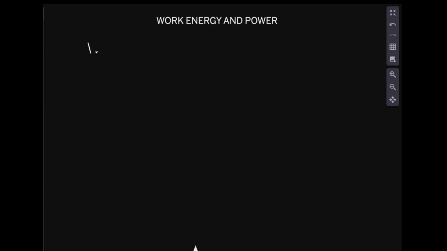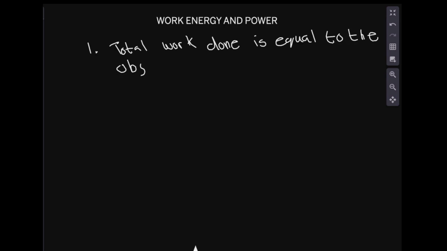The work energy theorem states that the total work done is equal to the object's change in kinetic energy. That's your 2 marks right there.